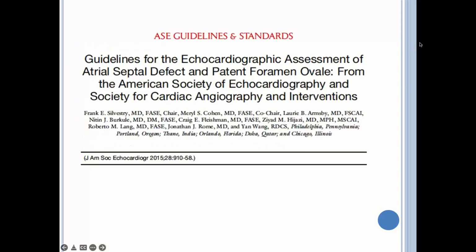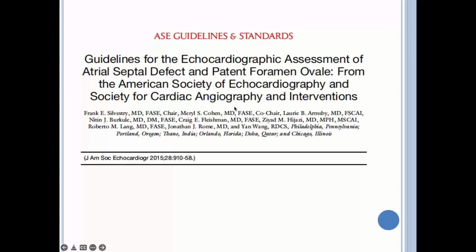Most of the content, as well as some of the videos and images, I've taken from the 2015 ASD guidelines. And then there are some other sources that I'll mention as I go. And the cases are from the patients that we have seen in the echo lab here.